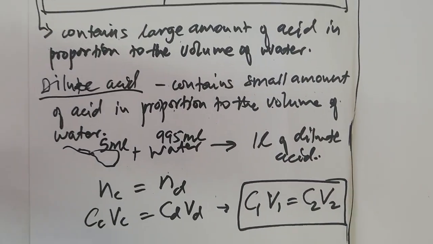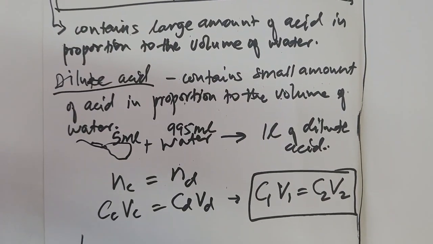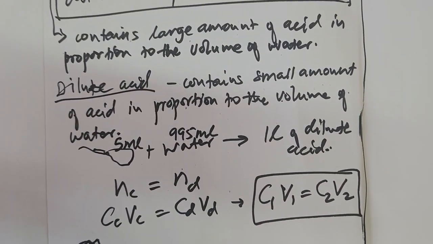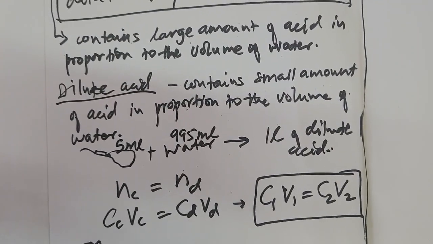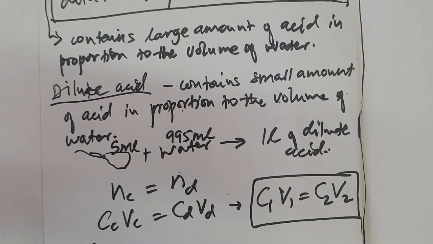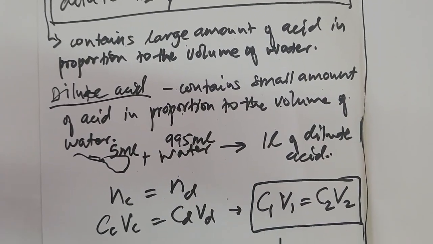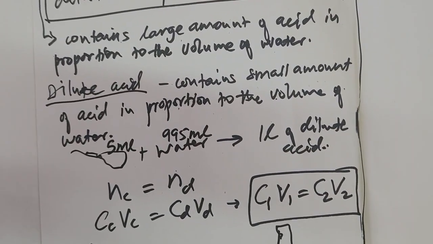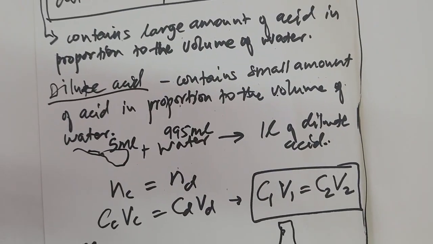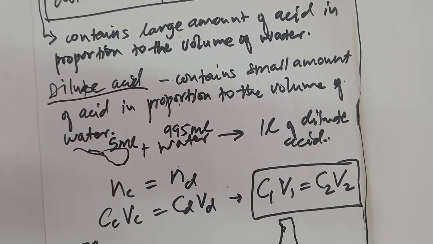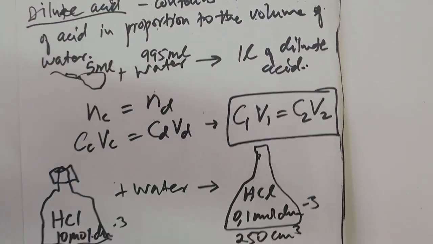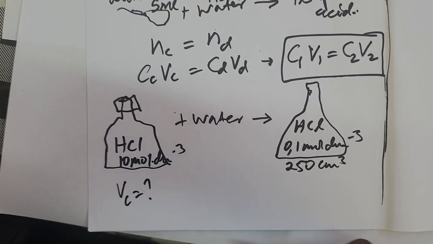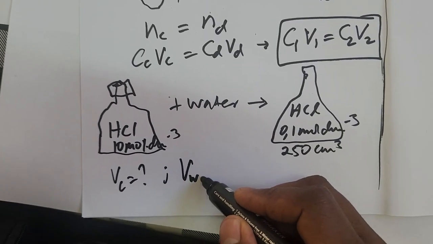If a learner has in the lab hydrochloric acid which is 10 mole per dm cube, and needs to add it to water to create a dilute solution of HCl with a concentration of 0.1 mole per dm cube, but in 250 cubic centimeters of volume, in the volumetric flask, which is your Erlenmeyer flask, they say calculate the volume of the concentrated acid and the volume of water required.